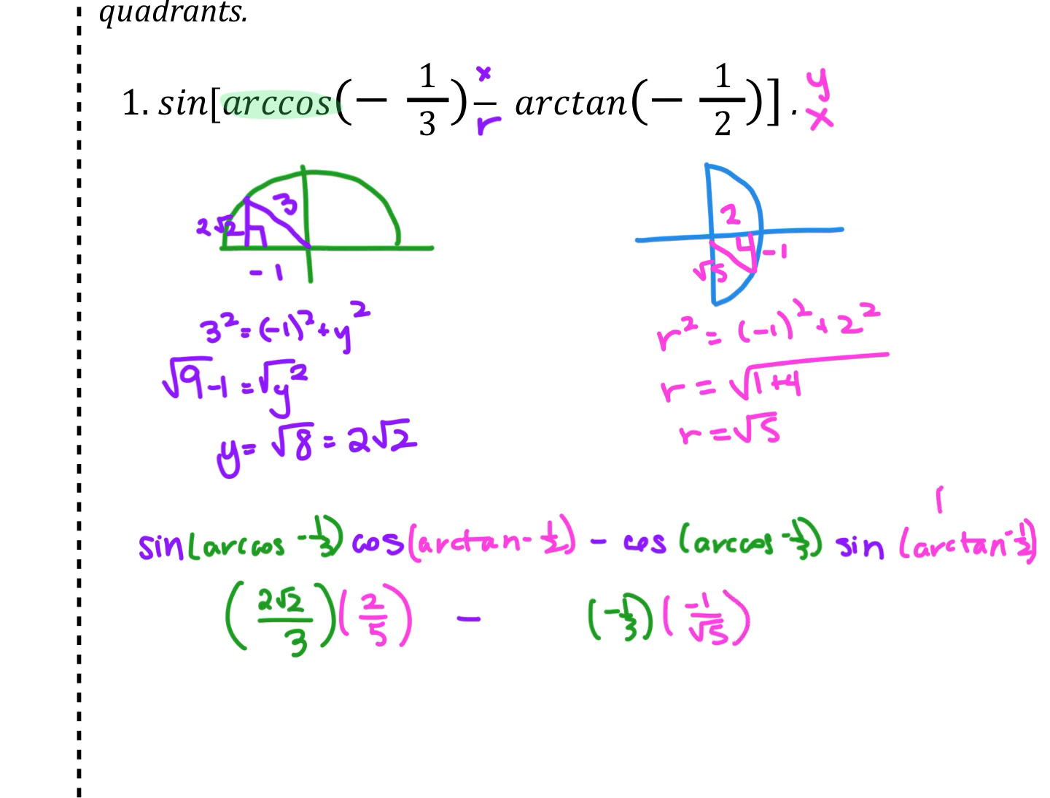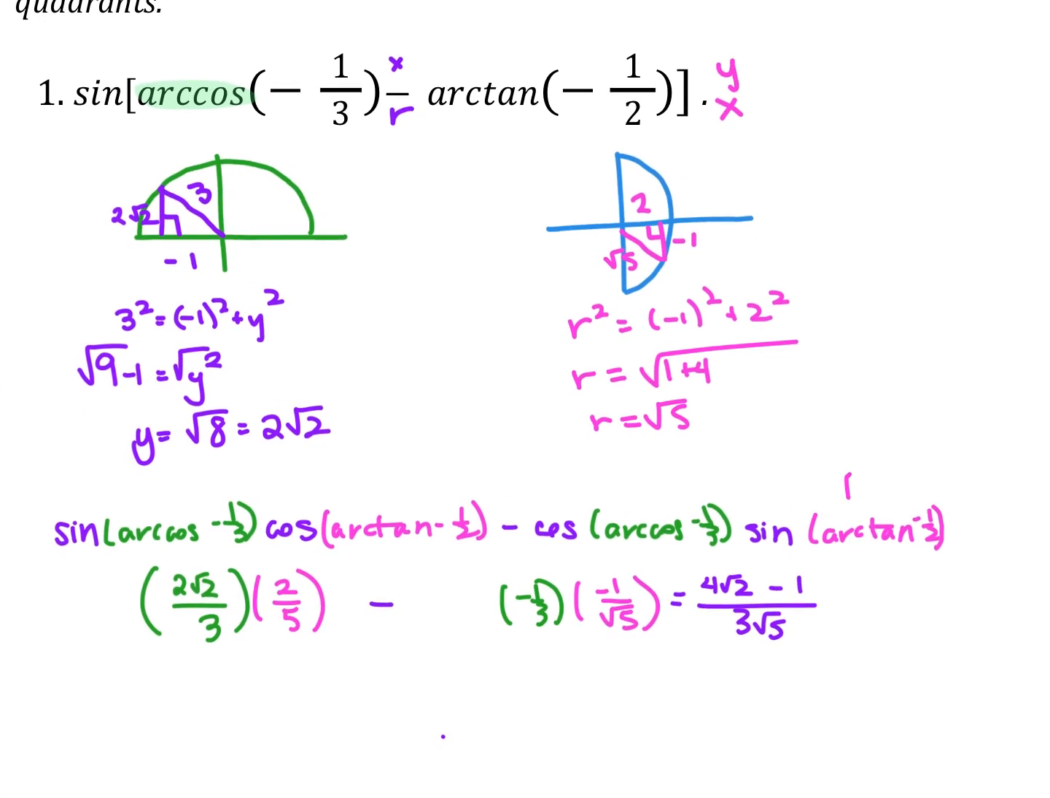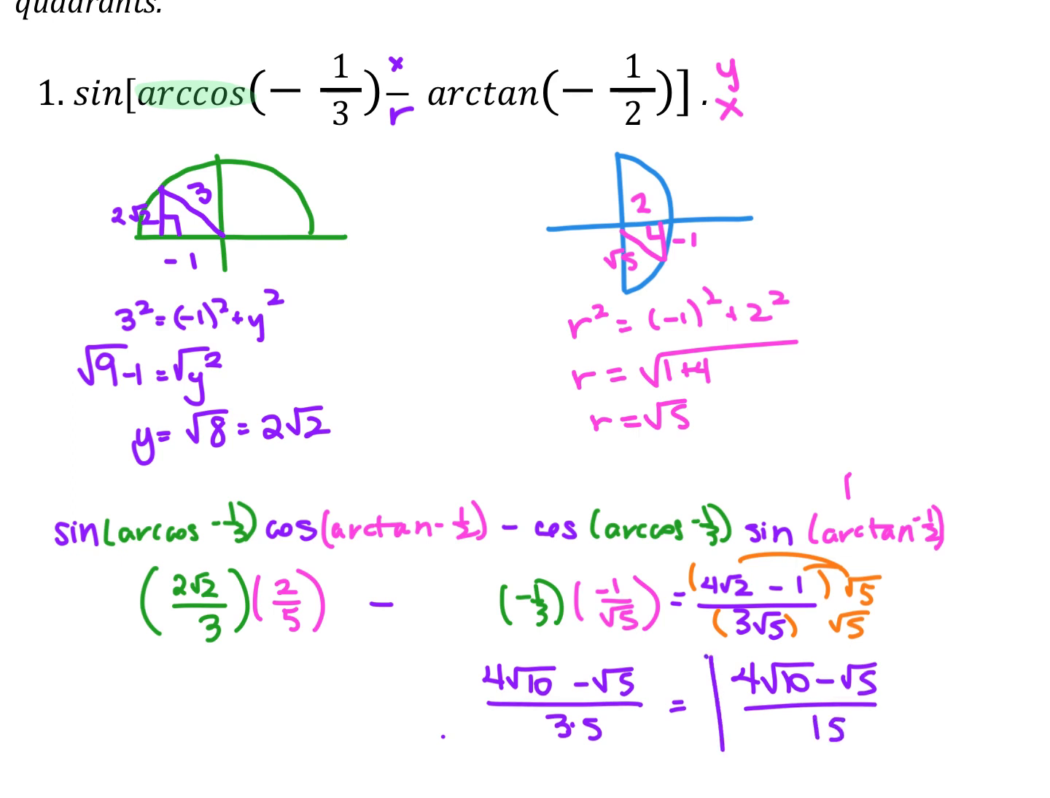And now it's just simplifying, so I'm going to multiply across. I have 2 times root 2 times 2 is 4 root 2 minus, we have negative 1 times a negative 1 is a positive 1 over 3 square root of 5. Now we need to rationalize the denominator, so I'm going to multiply by the square root of 5 to the top and bottom, and that distributes. So then we have 4 square root of 10 minus root 5 over 3 times 5, which is 4 root 10 minus square root of 5 over 15. I hope this helps.